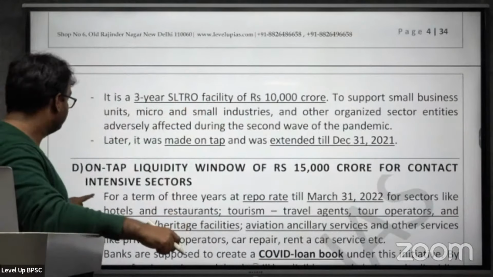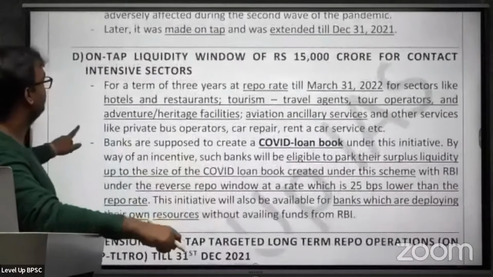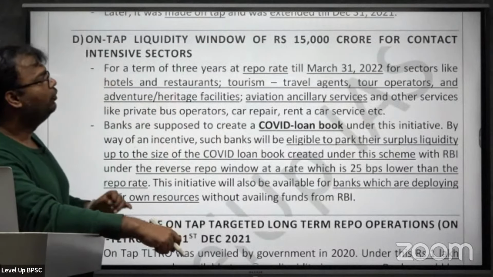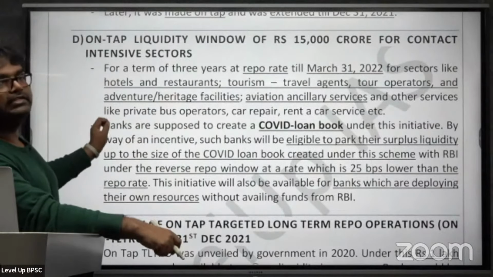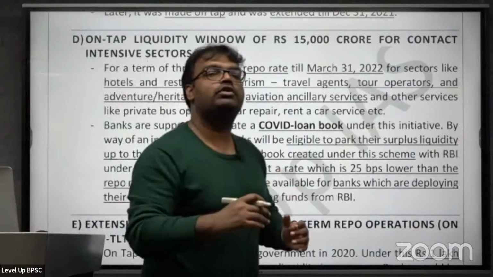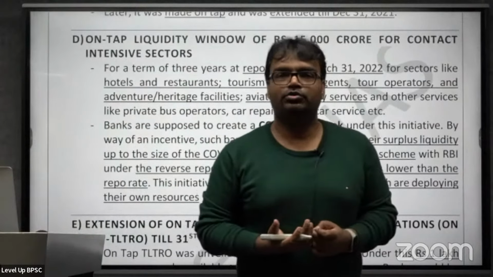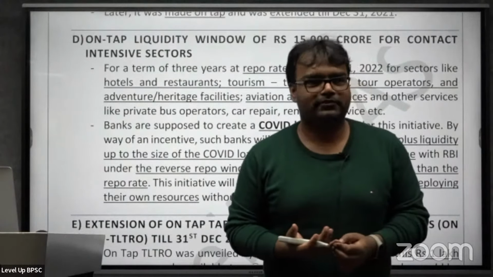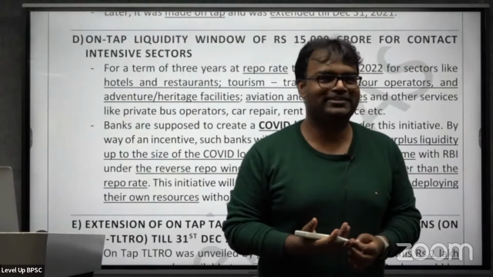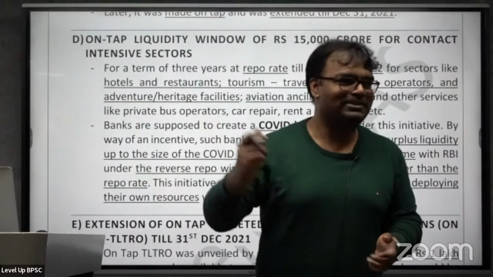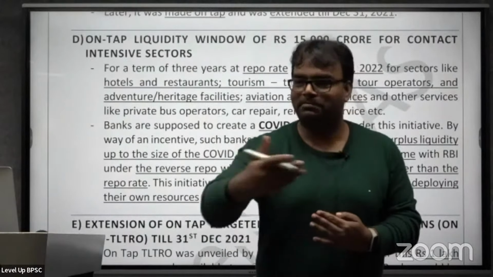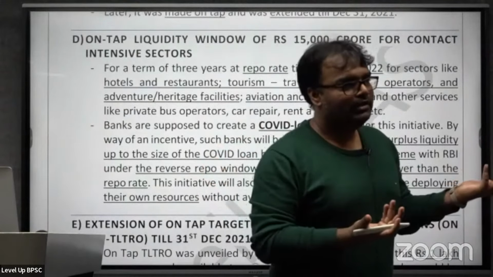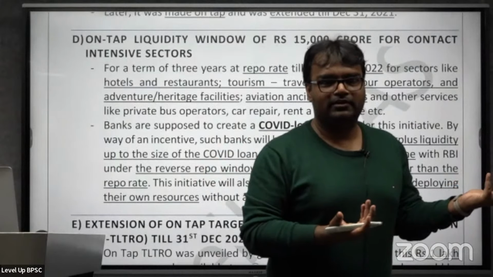Okay. Let's now go to the on tap liquidity window of rupees 15,000 crore for contact intensive sectors. So first, let's understand what contact intensive sectors are. Those sectors where you make a lot of contacts. Swarali started laughing at contacts. Not that kind of contacts, not networking. Where you have to really meet people. Like education, we could have done online. Throughout COVID-19 we kept teaching online, right?